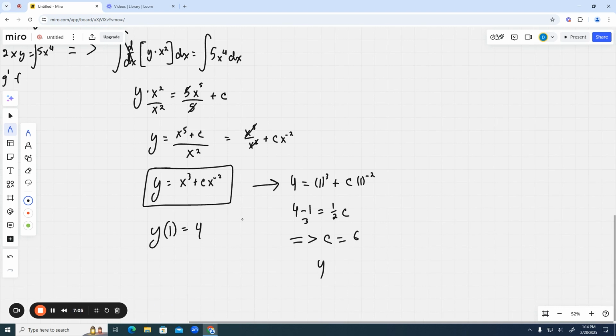And our general solution was x cubed plus c x to the negative 2. But our specific solution, given this initial condition, is y is equal to x to the third plus 6 times x to the negative 2.